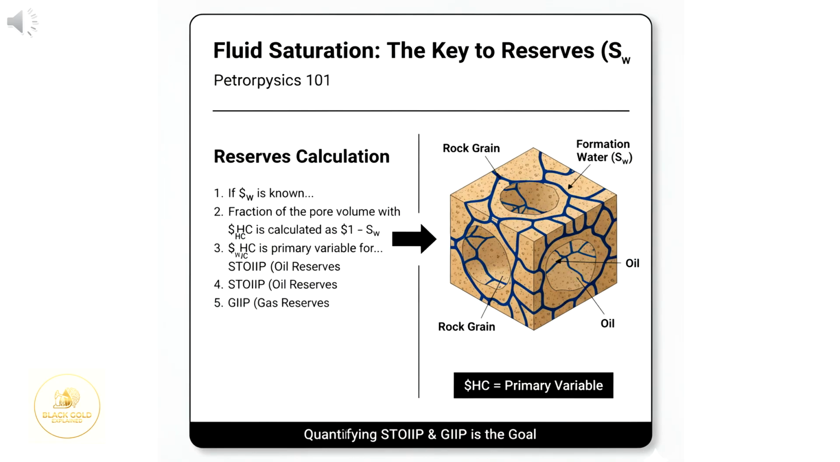For reserve calculations, if we can accurately determine SW, we automatically know SHC, which is the primary variable for estimating stock tank oil initially in place, STOIIP, or gas initially in place, GIIP.